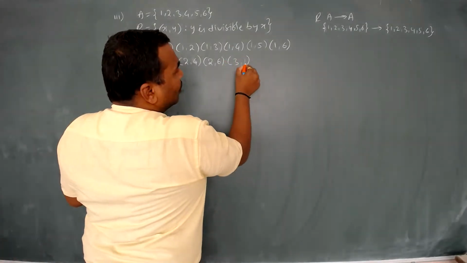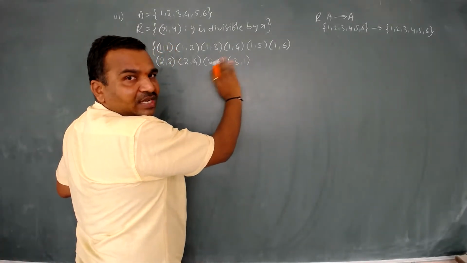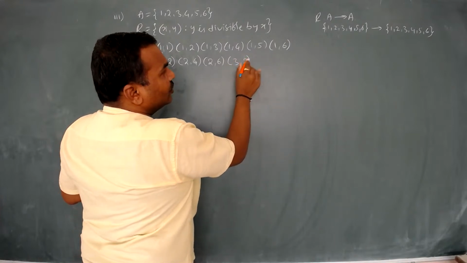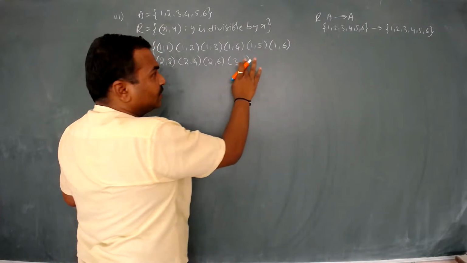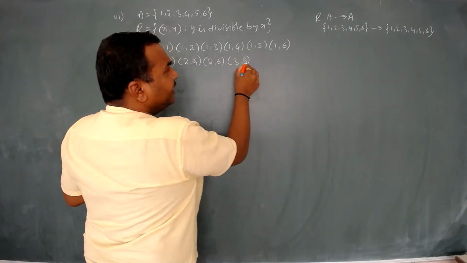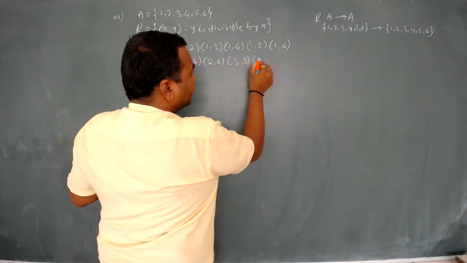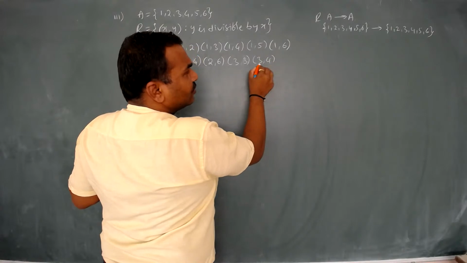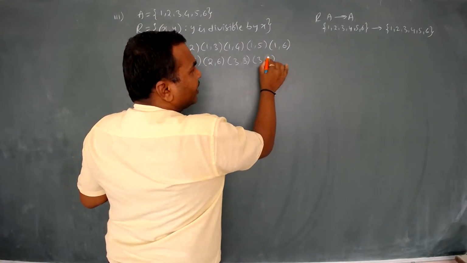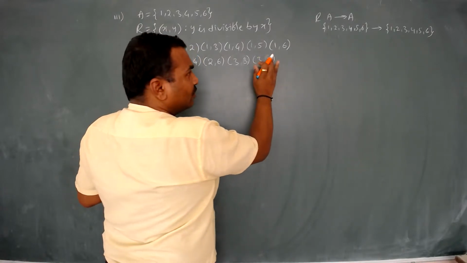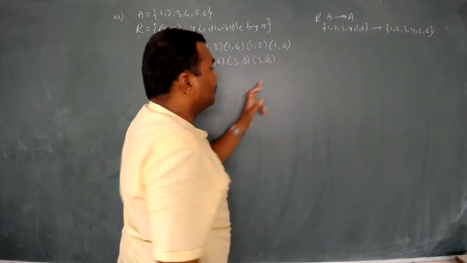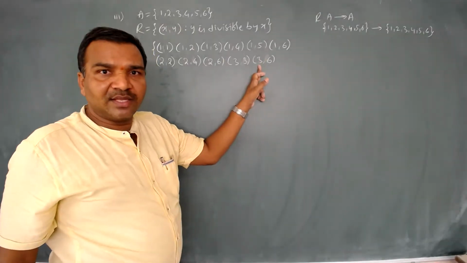Next, go for the 3 combination. (3,1). 1 is divisible by 3. Wrong. So (3,1) is not possible. Go for (3,2). 2 is divisible by 3. Wrong. So (3,3). 3 is divisible by 3. Yes, it is possible. Next, go for (3,4). 4 is divisible by 3. Not possible. (3,5). 5 is divisible by 3. It is not possible. (3,6) is possible because 6 is divisible by 3.